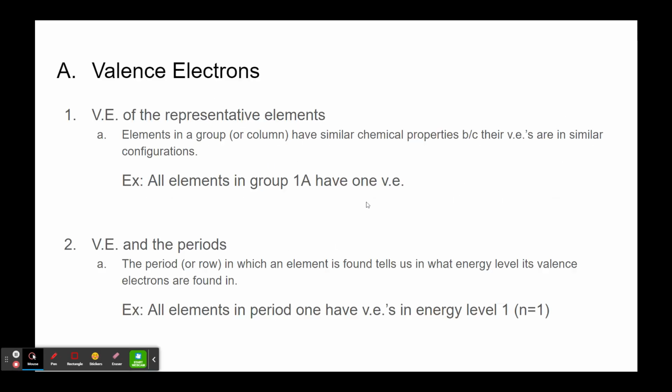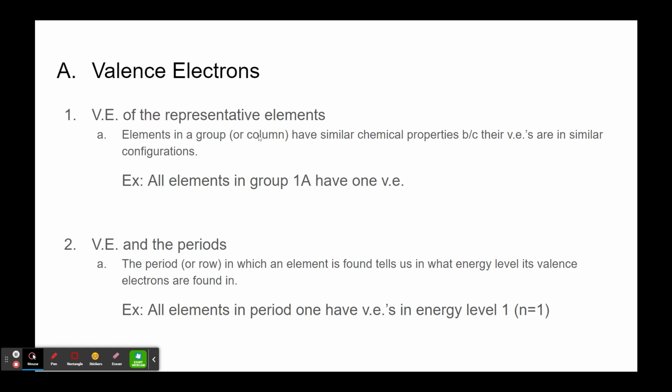So, first we're going to talk about valence electrons. The valence electrons are the representative elements, and a representative element is basically just an element at the top of each group, like carbon and nitrogen, for example. Those are representative elements, they represent their group.